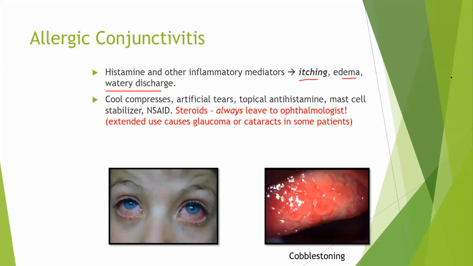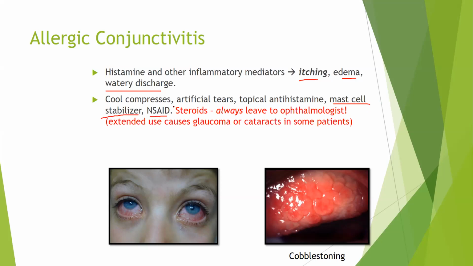And so a lot of these people have that history of, I've got allergies, or I was out in the smoke, or I was weeding my yard, or some sort of good story. So the treatment for this is cool compresses, artificial tears, topical antihistamine, and a mast cell stabilizer. Good luck getting that approved, but if this patient has had recurrent infections, then we definitely could think about that. NSAIDs also help.